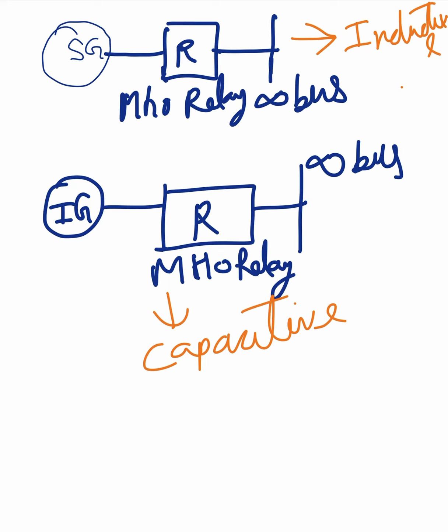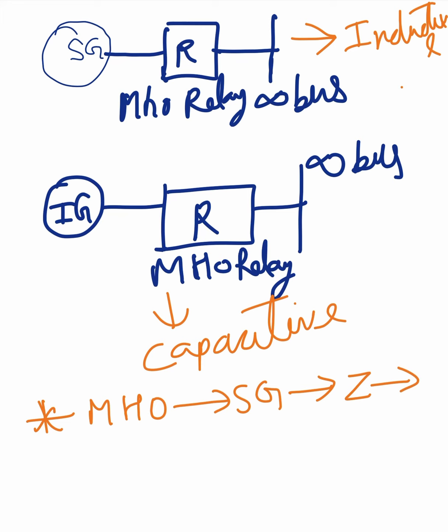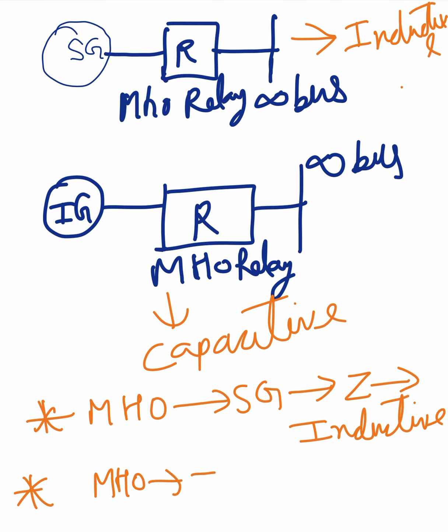So the final conclusion is that when the mho relay is connected with the synchronous generator, the impedance seen by the relay is inductive. And the second conclusion is that when the mho relay is connected with the induction generator, the impedance Z seen by the relay is capacitive.